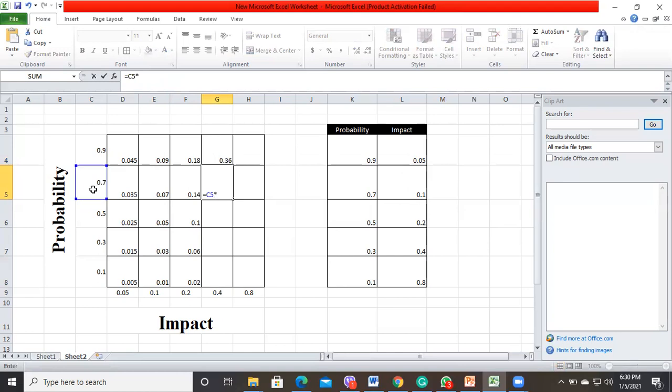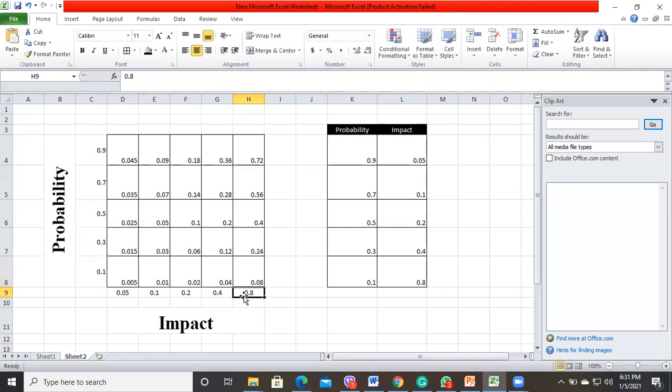Zero 0.7 into 0.4. Here 0.5 into 0.4. Here 0.3 into 0.4, here 0.1 into 0.4, then here 0.9 into 0.8, 0.7 into 0.8, sorry, 0.8, here 0.5 into 0.8, here 0.3 into 0.8, here 0.1 into 0.8.